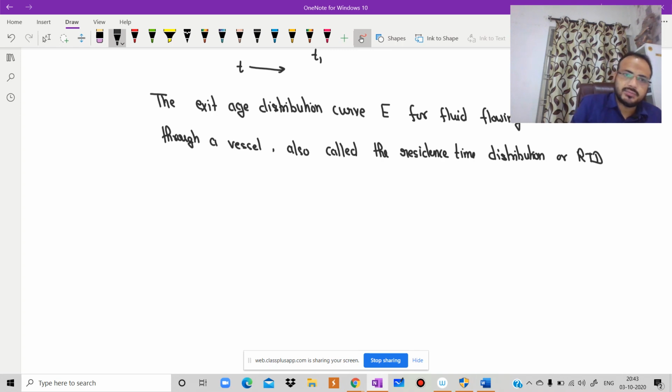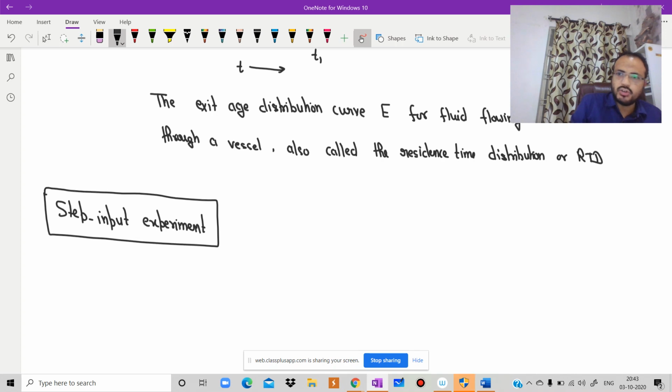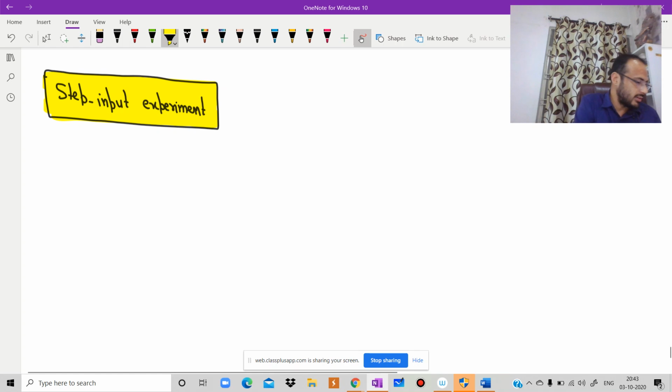Now, next one we will start step input experiment. Please use your full concentration because again it is very important. I don't know why students feel that CRE2, especially all these parts, are very tough. But I feel that this part is very simple. After 1-2 classes you will say, sir, all these parts are very simple. Step input experiment.